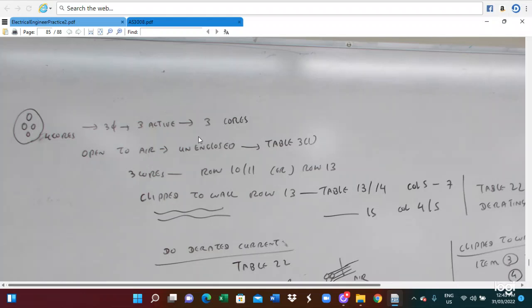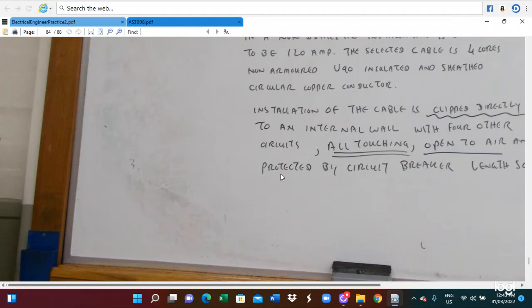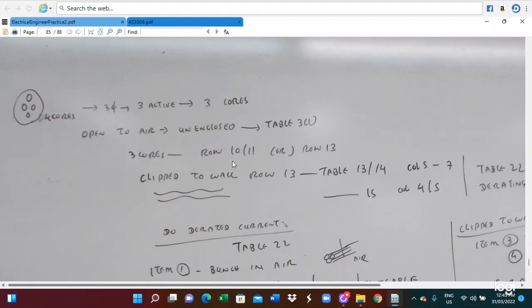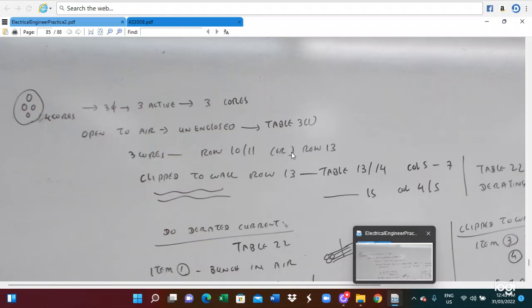So this is 3 single-core. In this case, that table is for V75, because what is given is V90. So therefore we have to select row 13. Clipped to the wall. So in this case, clipped to the wall, row 13 has to be selected.